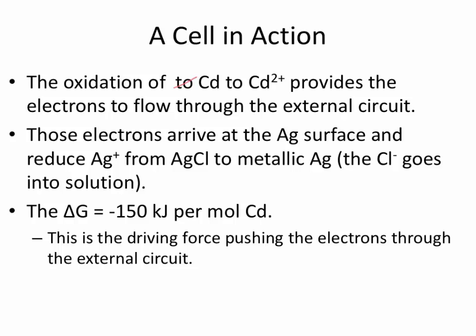Now, obviously, if we reverse the reaction, and we're trying to get our metallic silver to ionize and go back and form our silver chloride, and then getting our cadmium to go back from our cadmium 2+ to our cadmium solid, if we were trying to get that reaction to go, we would have to put in 150 kilojoules per mole of our cadmium that we were forming in this case.